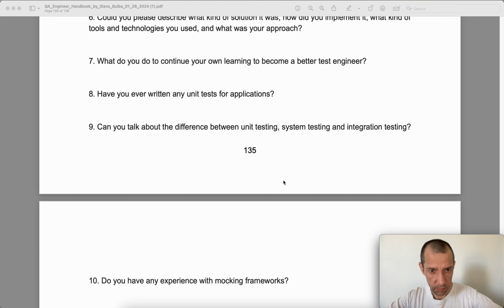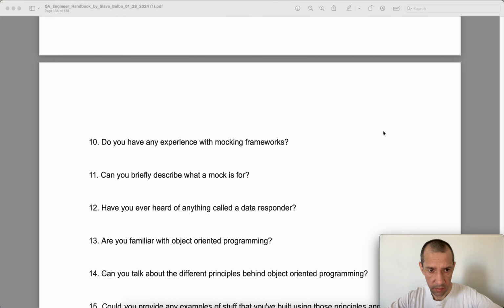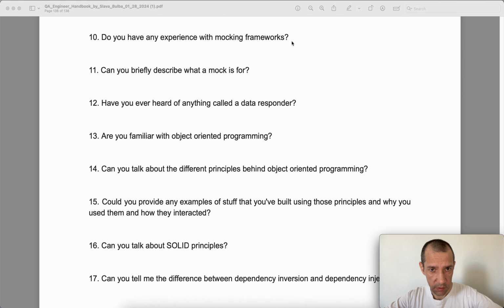Can you talk about the difference between unit testing, system testing, and integration testing? Theoretical question. Do you have any experience with mocking frameworks? And the follow-up question was, can you briefly describe what a mock is for? So I told that I had some experience, but in most cases I would rather write my own mock using Node.js and Express rather than using some tools, because usually they have some limitations.